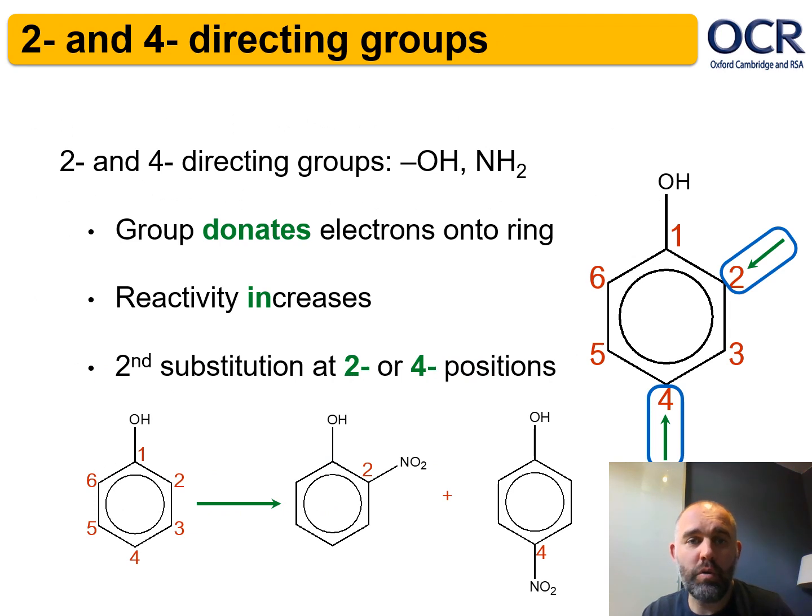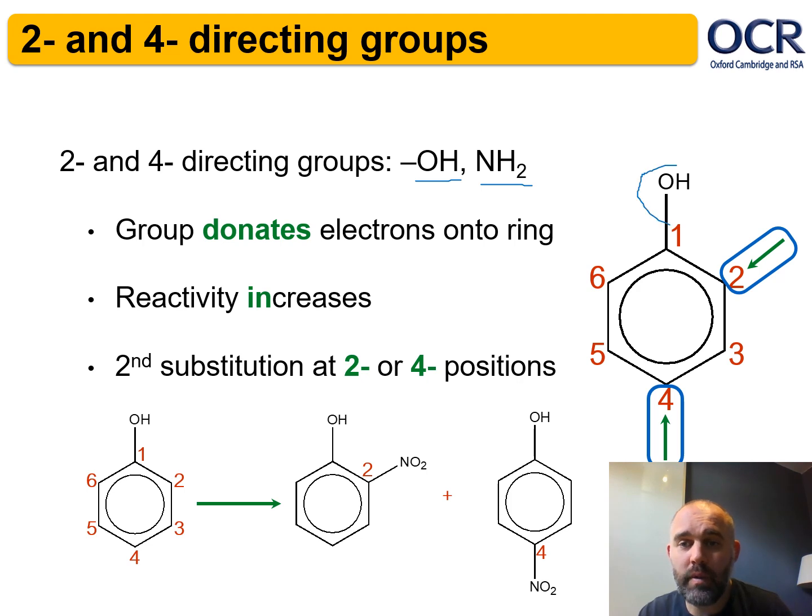So here's a 2,4 directing group. With a 2,4 directing group, there's two that you need to know. You need to know that an OH, so if you've got a phenol, for example, that is 2,4 directing, and an NH2, which is an amine, like phenylamine, will be 2,4 directing. So what does that mean?